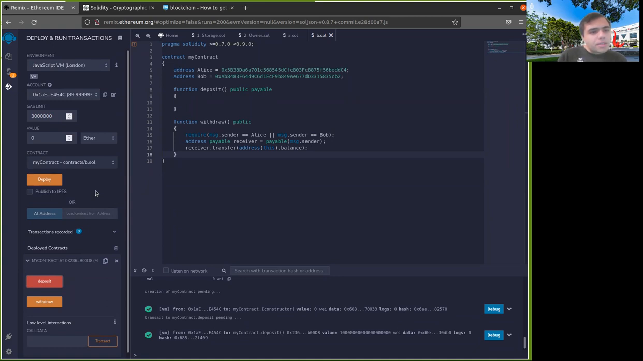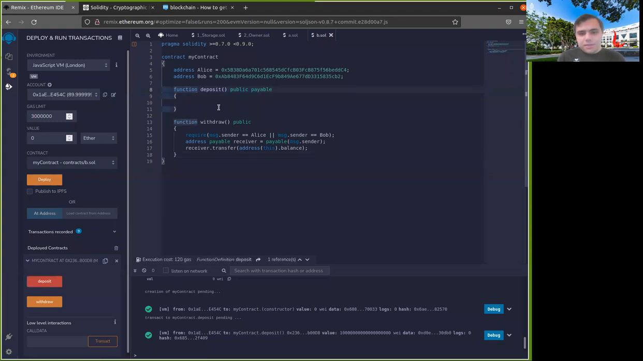Okay, so there are two questions here. The first question is that the account balances are back to 100 again. Yes, that's because, again, we're just using a virtual machine here. This is not the real blockchain. And the other question is, how is the deposit function working without any content?